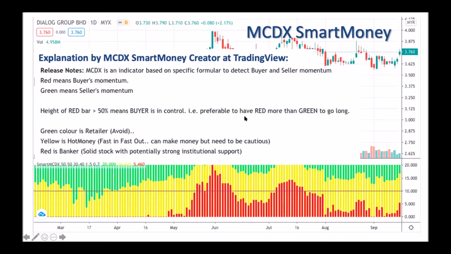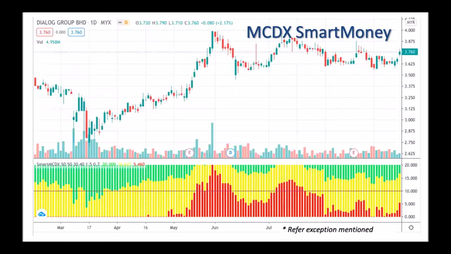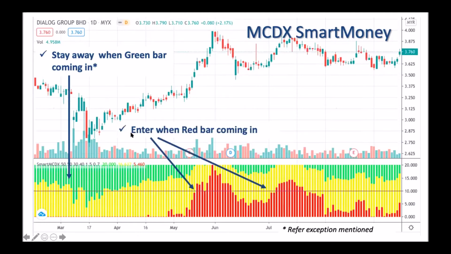So I summarized the explanation to make it easier to understand. If you see only green, no red, stay away. When green bars are coming in, more and more, going down, the bar is longer and longer, you see the price also going down. Enter when the red bar is coming in, from here, and it's solid. Okay, using this center line as a guide, confirm the signal.